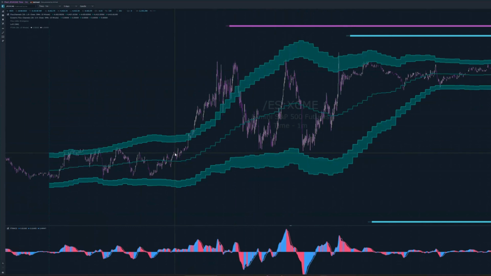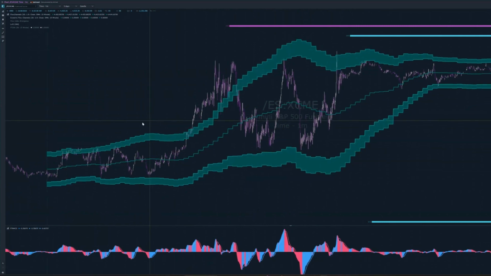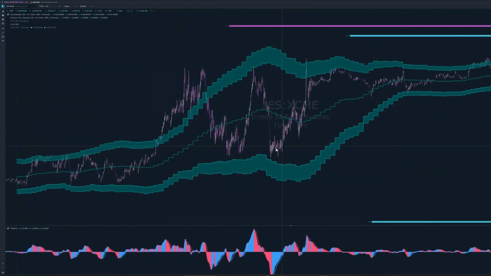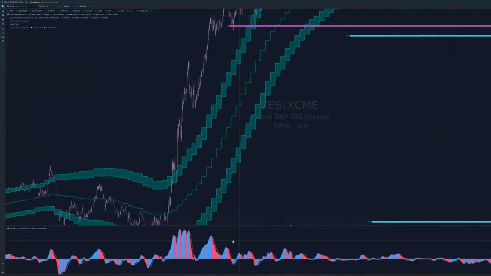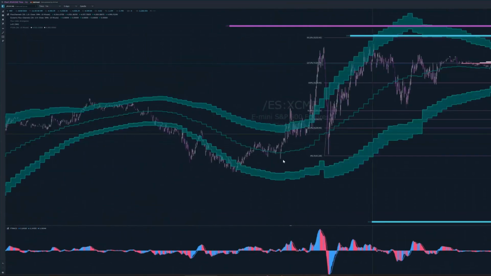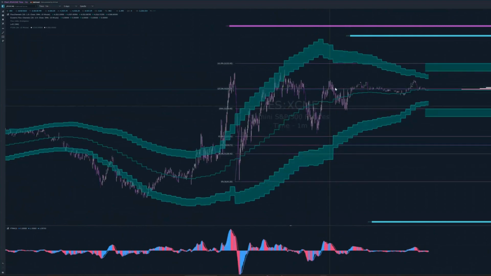Chop, essentially. I don't like that word, because to me chop is this: when we're stuck and we're not even going through the 5s or the 15s. This, to me, is chop.